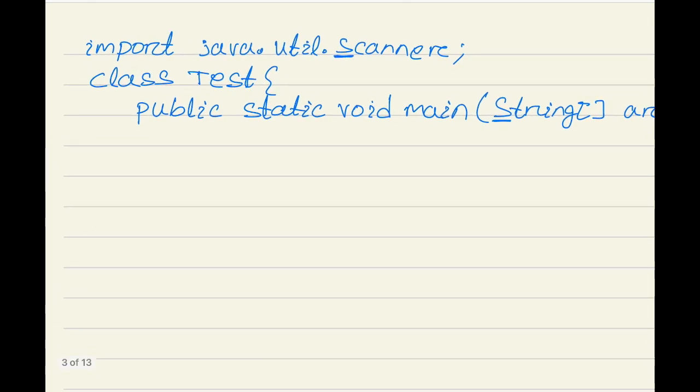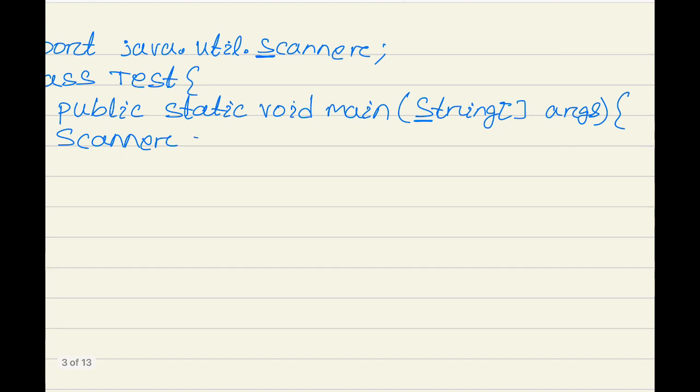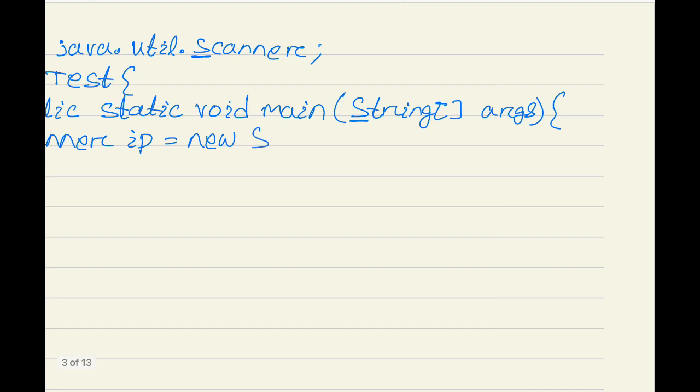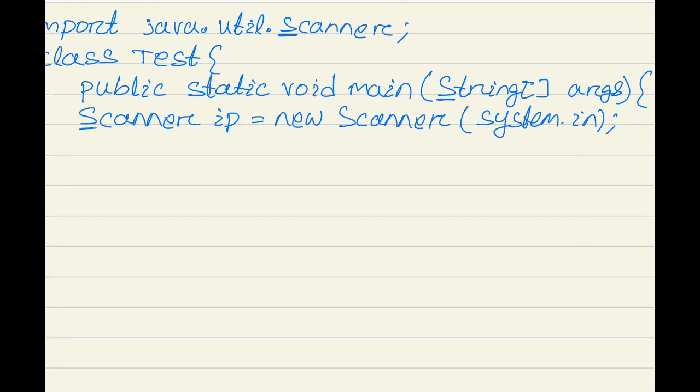Now define the Scanner object, like we can write this: Scanner ip equal to new Scanner(System.in). So here this S is capital, this S is capital, this S is also capital.